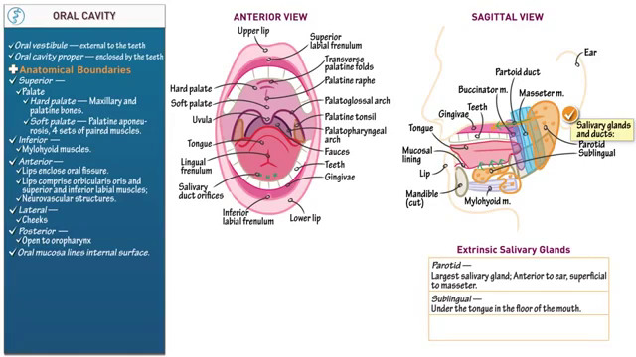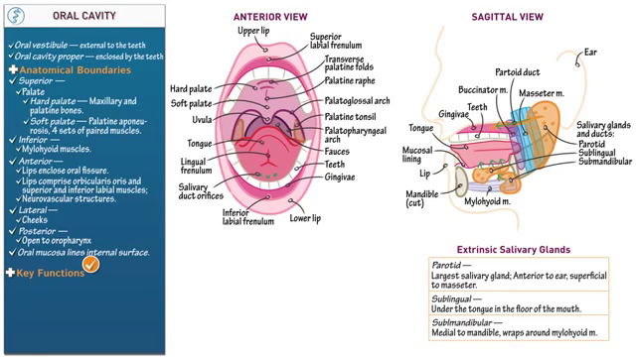Show and write that the submandibular gland, which is roughly the size of a walnut, lies along the medial side of the mandible and wraps around the mylohyoid muscle. Indicate that its duct also drains into the floor of the mouth. Finally, denote the key functions of the oral cavity. It initiates chemical and mechanical or physical digestion. The teeth and tongue physically manipulate the food. Salivary enzymes chemically digest carbohydrates.